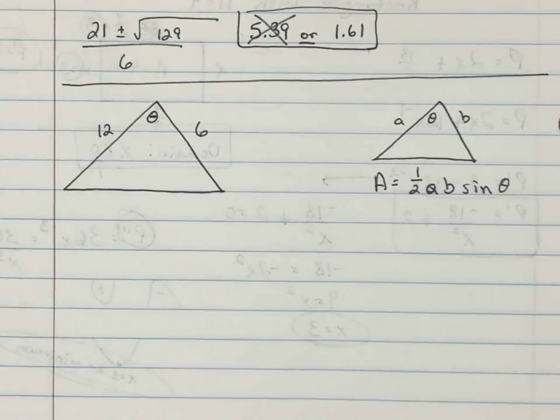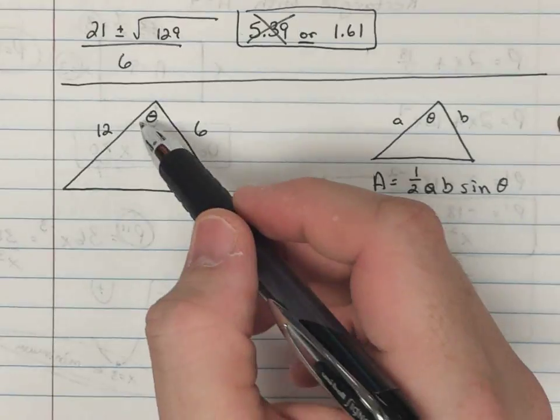So honestly, this is probably the easiest problem we've worked today. Let's think about our restrictions on theta.